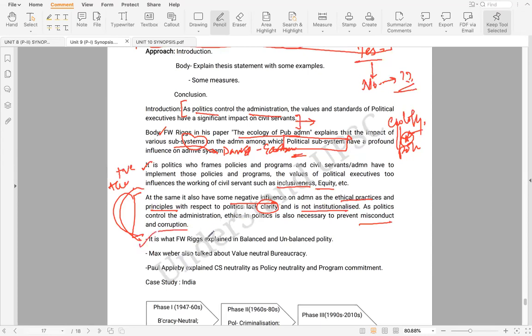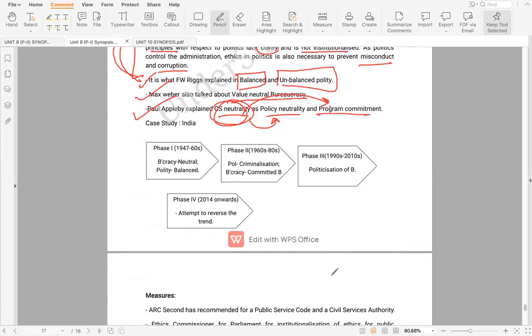Explain the balanced and unbalanced polity that Riggs talked about, talk about the value neutrality and the political neutrality of Max Weber, and talk about how Paul Appleby explained civil services neutrality as policy neutrality and program commitment: civil servants are neutral if you have neutrality in terms of the policy and there's a commitment to the program at hand. Give out a case study of India and divide it into phases as to what were the phases of bureaucracy in terms of their neutrality.